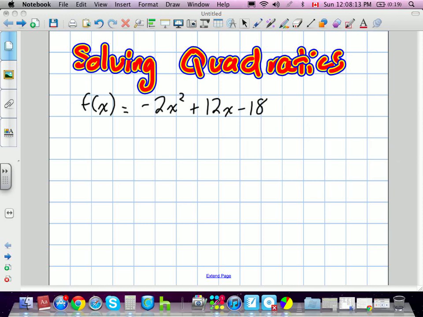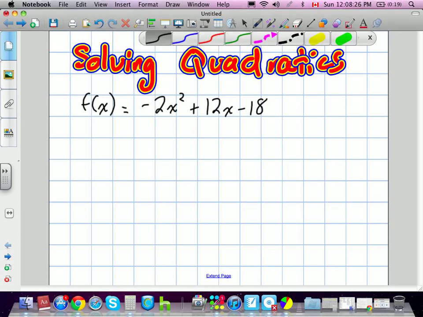Okay, so they've given us a question. Maybe this represents a profit of a company, a ball flying through the air. Who knows? But what we're going to have to find out is, let's say they want us to figure out what the domain and range is.